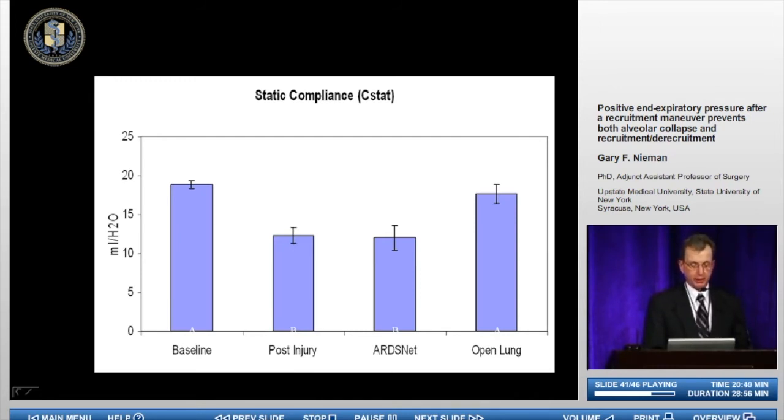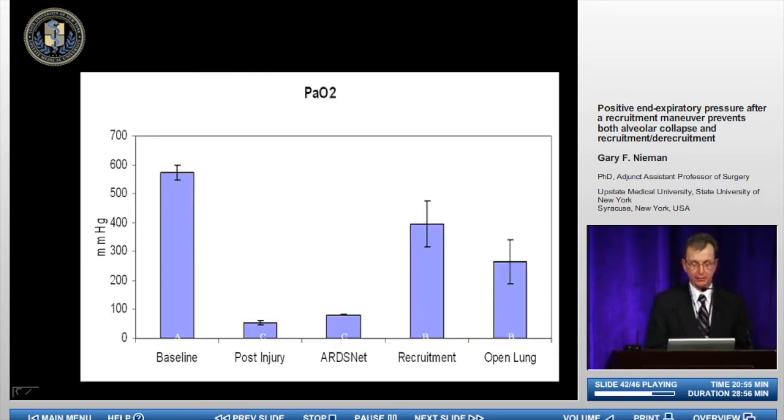And just looking at static compliance, at baseline, the compliance in these animals was quite good. Post-injury, it fell. With ARDSnet, we did not improve the compliance. With the open lung, we did have a significant improvement in the static compliance of these animals.